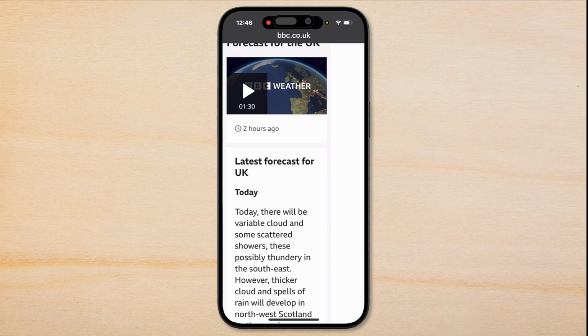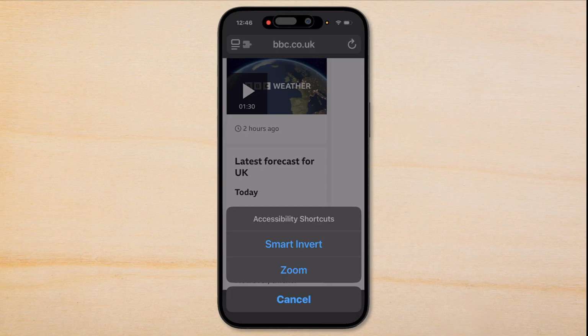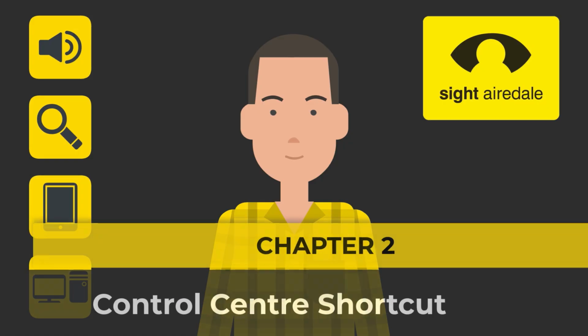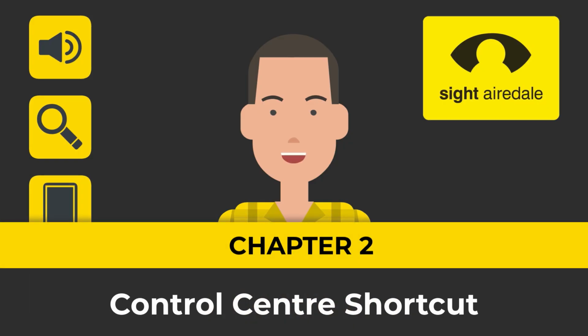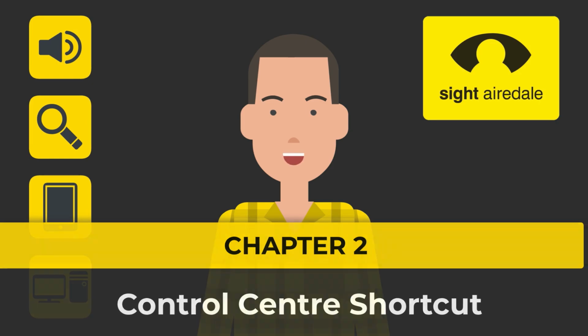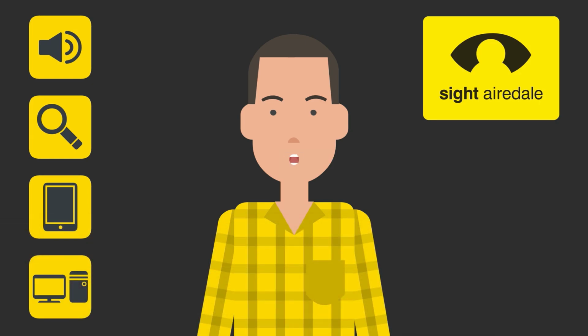I can set up more than one option for the accessibility shortcut. If I've done this, when I press the side button 3 times, 1, 2, 3, I'll hit a menu and I can choose which shortcut I want to activate. But what do you do if you find triple clicking on the home button or the side button difficult? There are 2 things you can do.